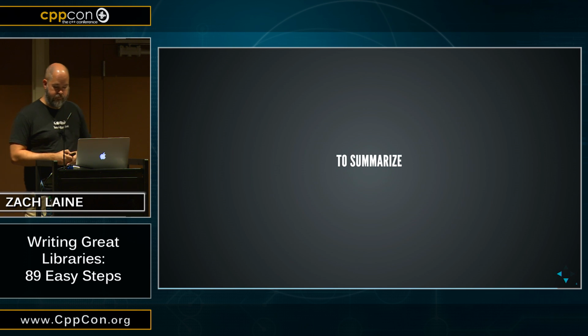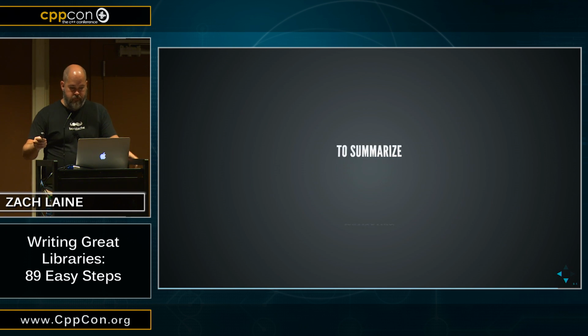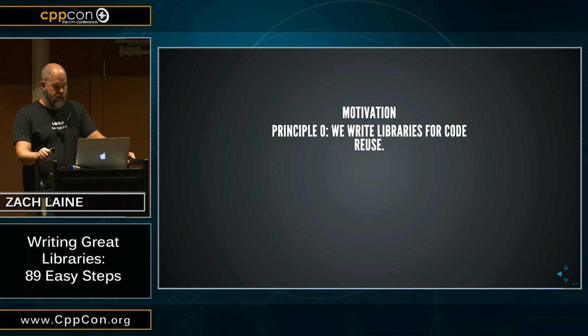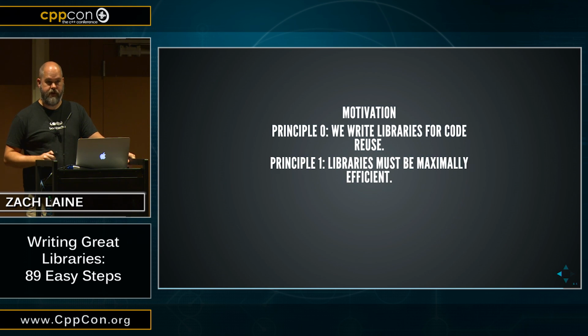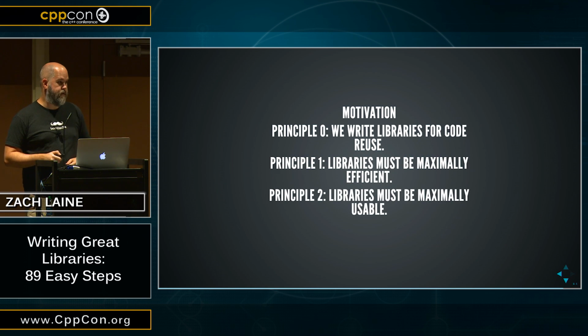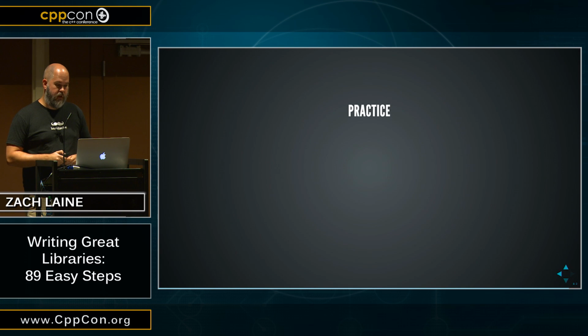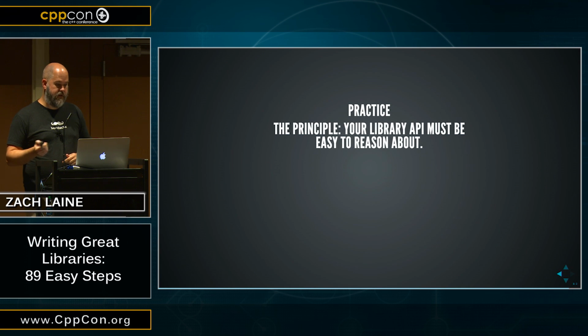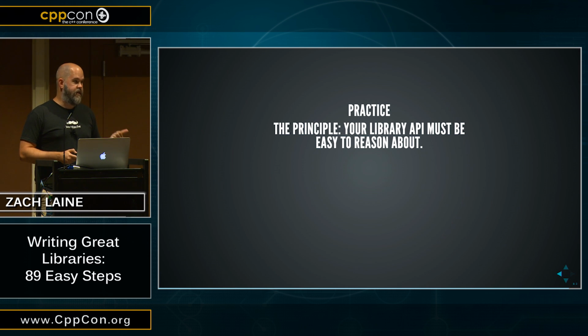All right, so to boil this down, we're writing libraries for code reuse. That's it. That's the beginning and the end of why we do this. Okay, and because of that, we need them to be maximally efficient, and we need them to be maximally reusable. In practice, these are the guidelines that I went over in the second half of the talk. That means you need to make your library API easy to reason about to get the usability part. And that means that you need to name things in a way that is obvious what the names do.